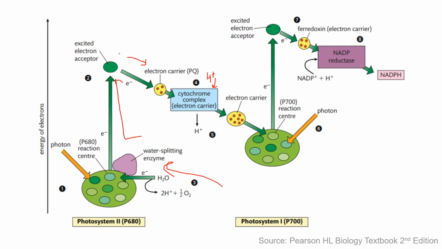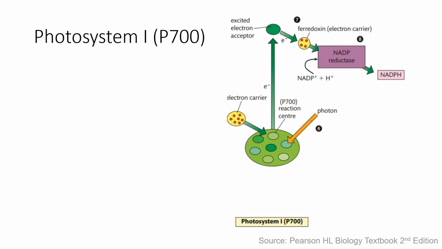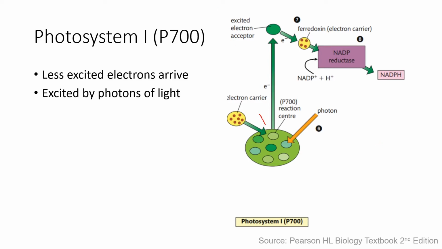So now the electrons have come through the electron carrier. They now end up at photosystem 1. Once the less excited electrons arrive, they are once again excited by photons of light, and once again accepted by excited electron acceptors.